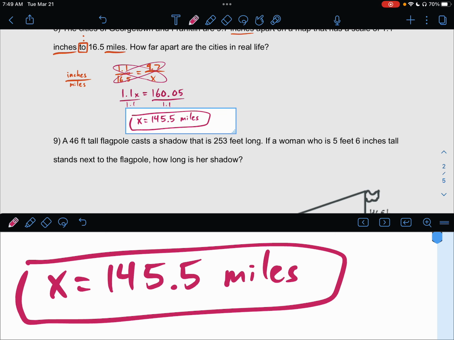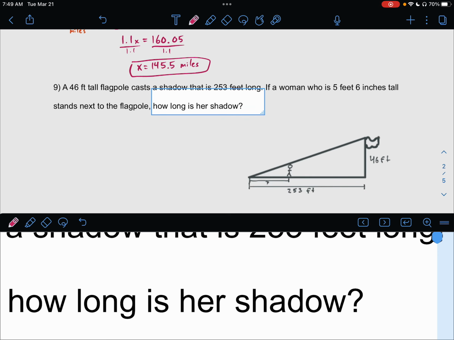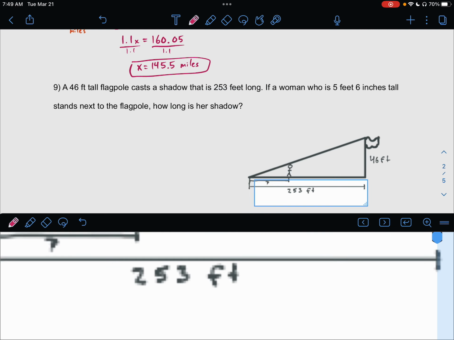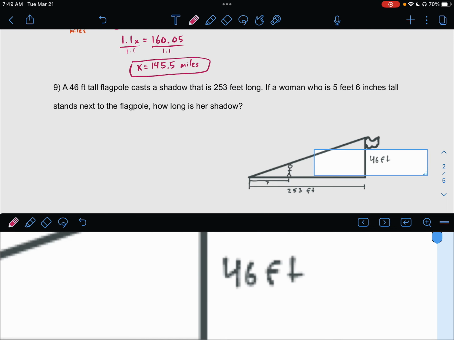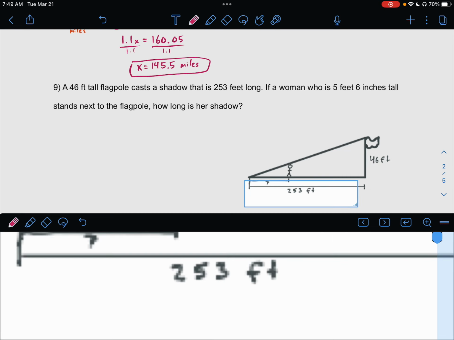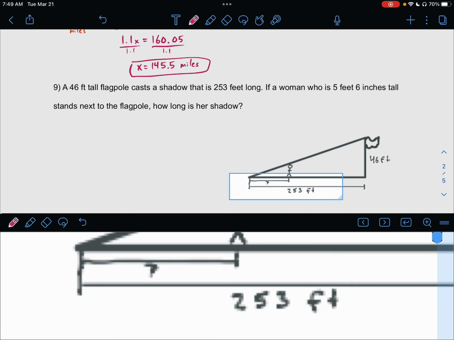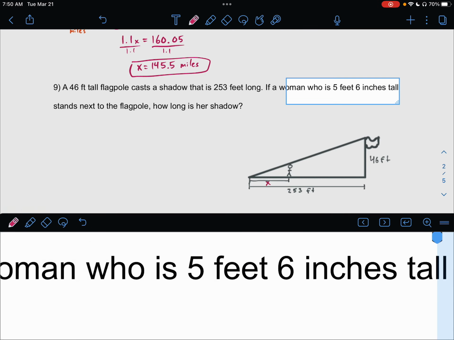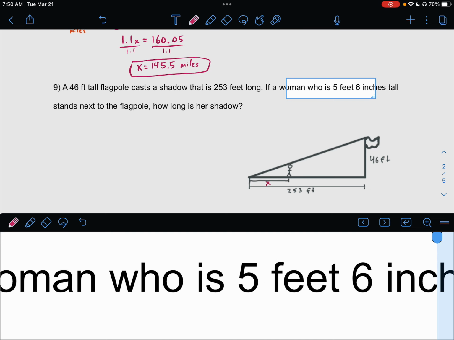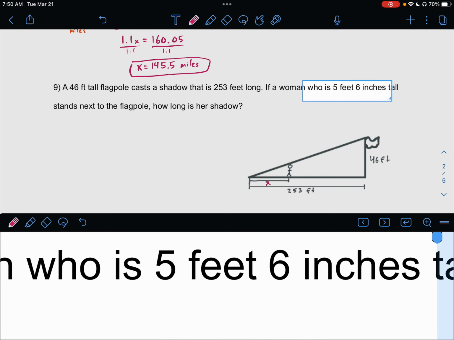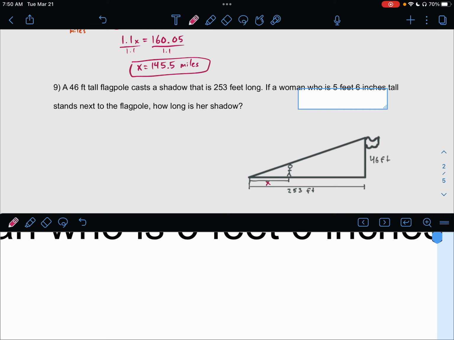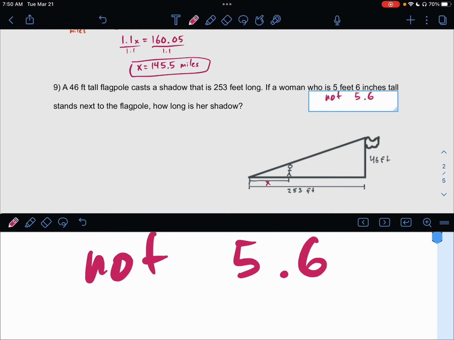Number 9. A 46-foot flagpole casts a shadow that is 253 feet long, as we can see in this diagram here. So here's my 46-foot flagpole. There's my 253-foot shadow. That's a question mark. So that's our x. And we have this woman who is 5 feet 6 inches tall. So remember, there are 12 inches in a foot. So this is not going to be 5.6 because there are 12 inches in a foot.